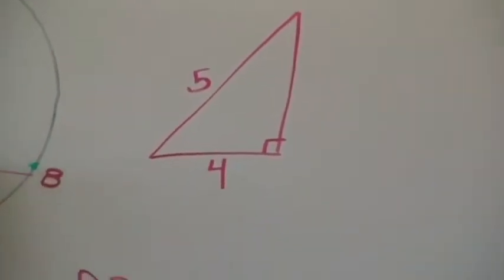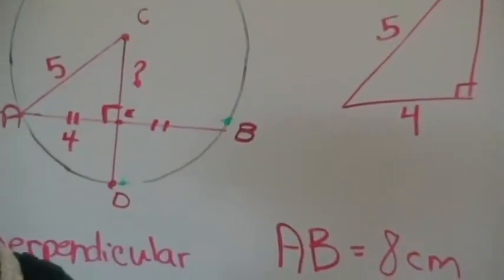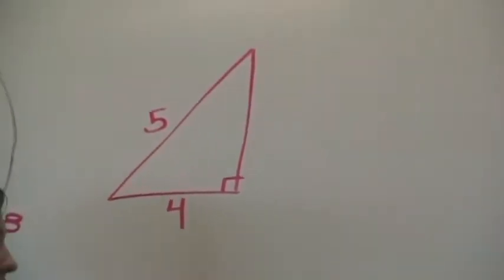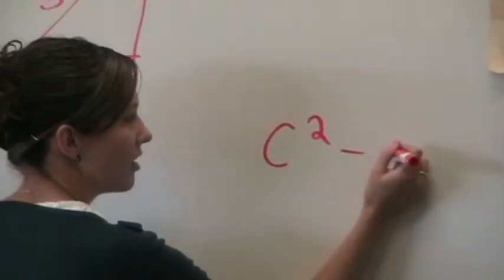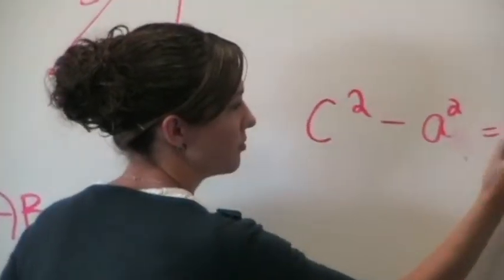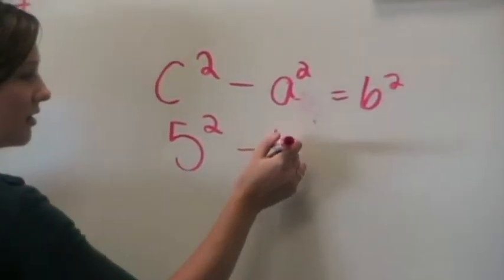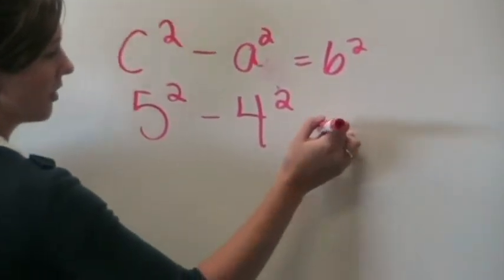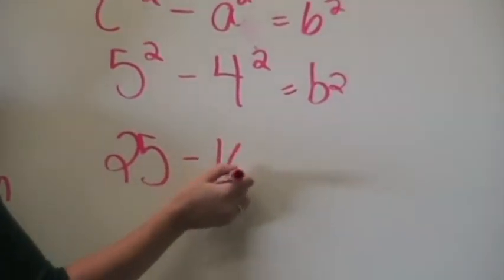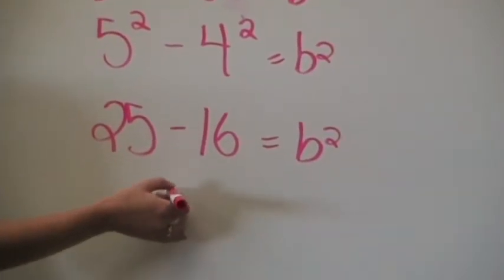So now, would we use the addition Pythagorean theorem or the subtraction Pythagorean theorem? Why? Good. I already have C. So C squared minus A squared equals B squared. C is 5, minus 4 squared equals B squared. 25 minus 16 equals B squared. 25 minus 16.